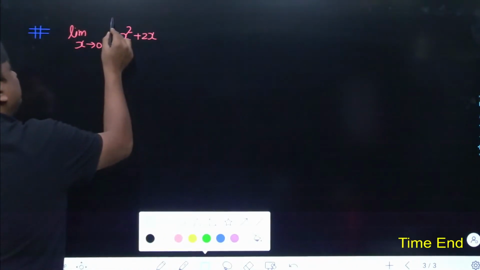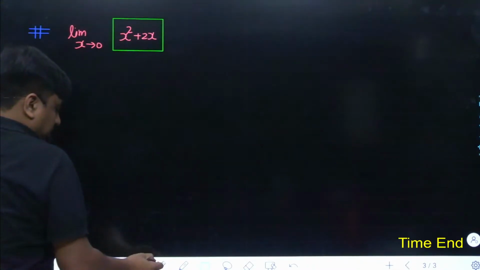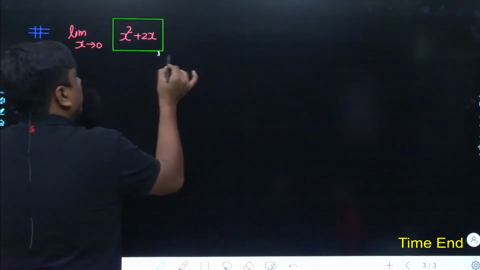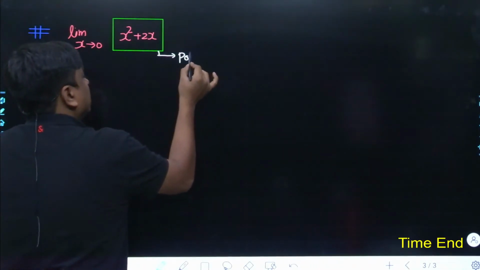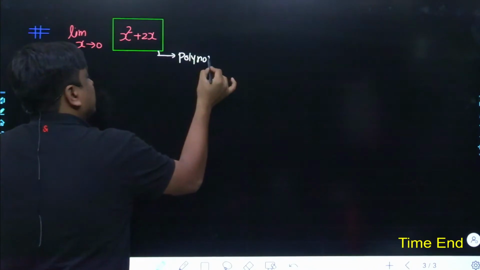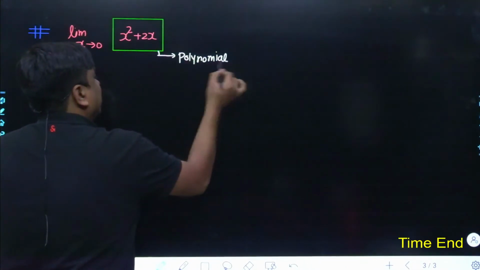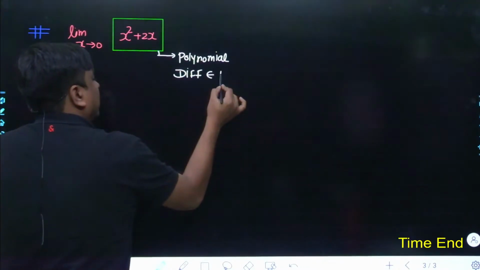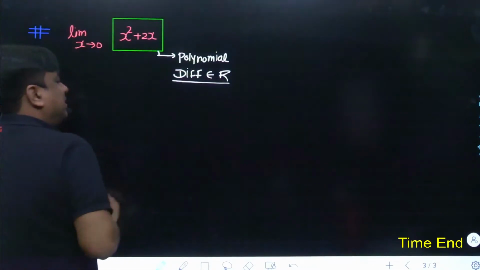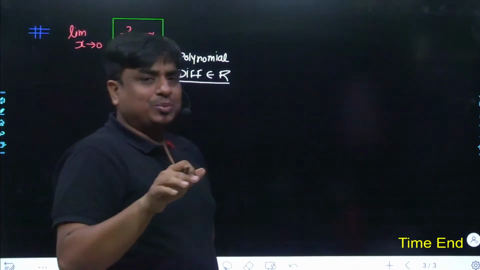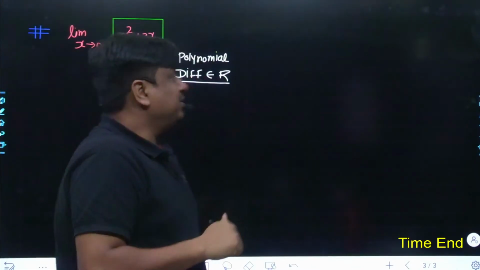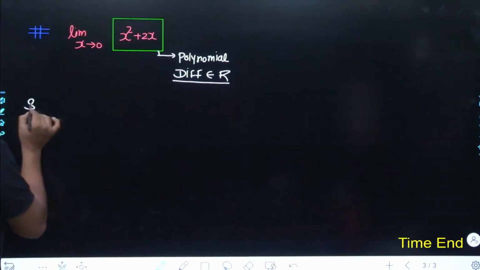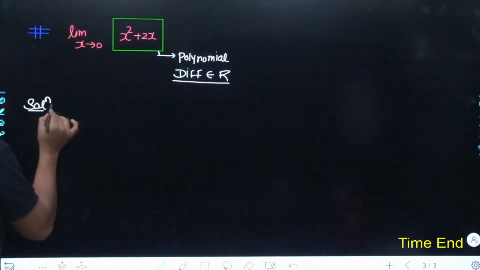So what has been the outcome, or what has been the learning from this question? As this is a polynomial, and polynomials are always differentiable in the entire region of x, and as it is differentiable, by default it is going to be continuous, and the limit will also exist. Anyway, let me go ahead with its solution. The solution starts from here.